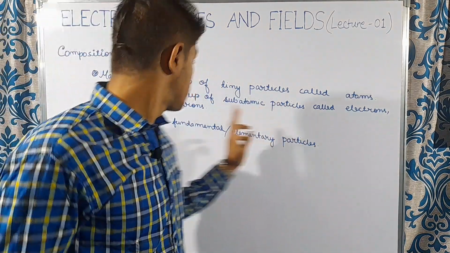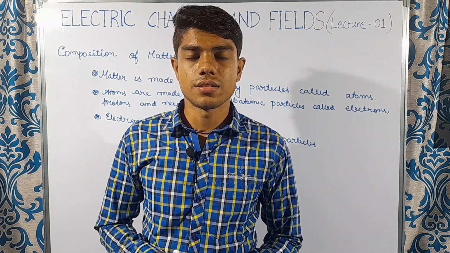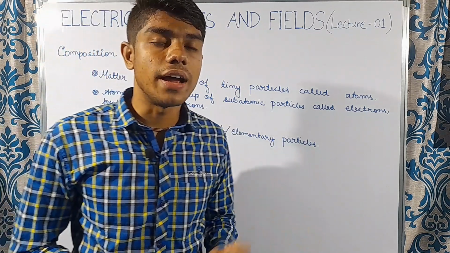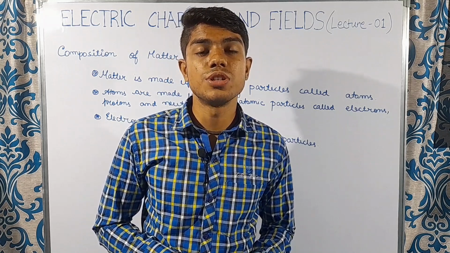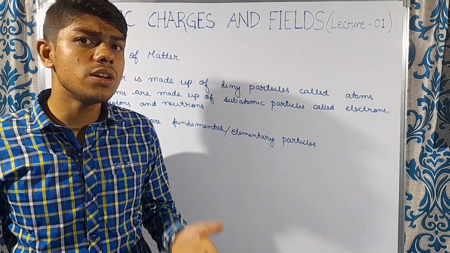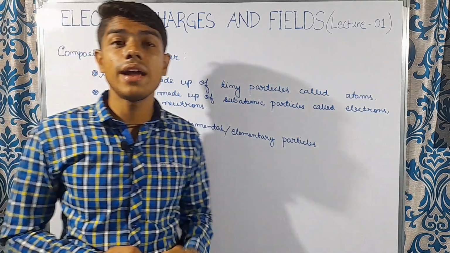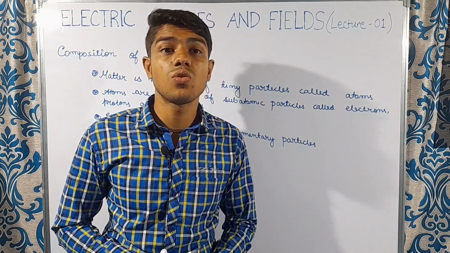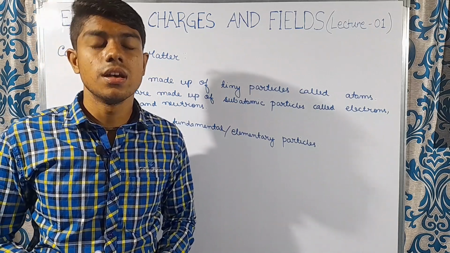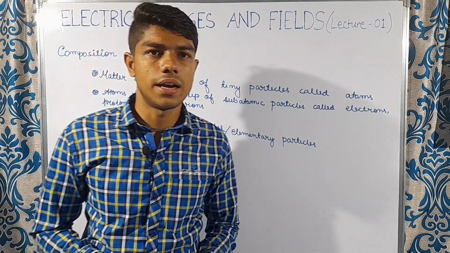But the protons and neutrons, they are not considered as elementary particles or fundamental particles because they can be further subdivided into smaller constituents which are called quarks. Many of you might be hearing this for the first time, so I am repeating it once again. The protons and neutrons can be further subdivided into smaller particles called quarks. That's why they are not considered as fundamental particles. But quarks cannot be further divided. That's why they are fundamental particles.